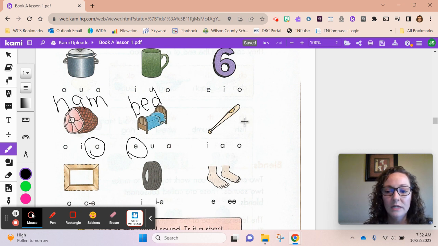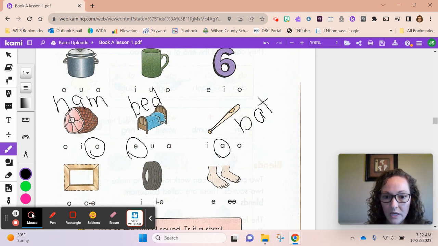Now this third picture is a bat. B-A-T. A is the middle sound. You should have circled A. And I want you to write B-A-T.